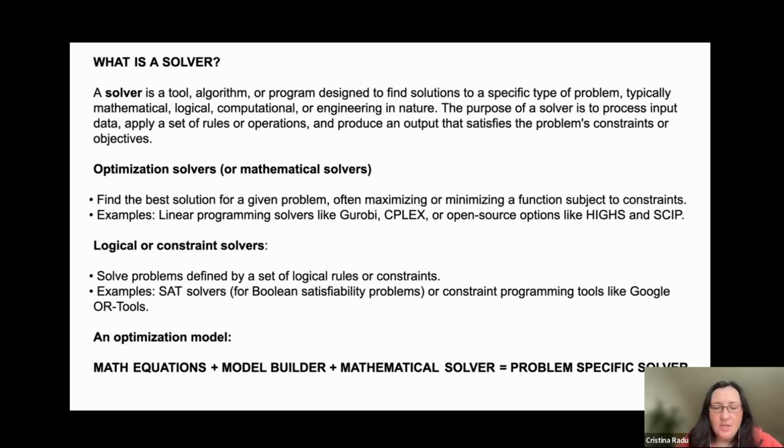But essentially, in an optimization model, you have math equations, you add them in an equation editor, then a model builder transforms the equations into a readable format for the commercial solvers or the open source solvers. And then this whole thing is a problem-specific solver. And this is what we are going to talk about today. We are going to go deep into each of those.